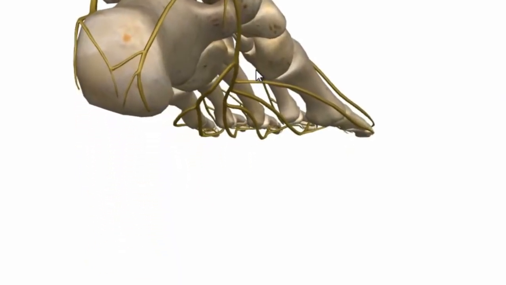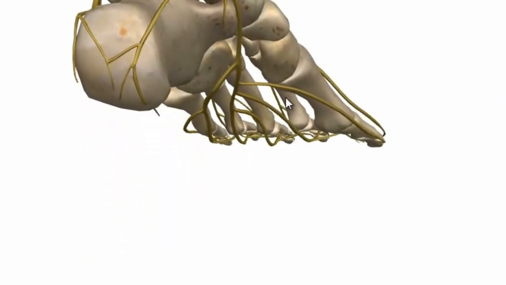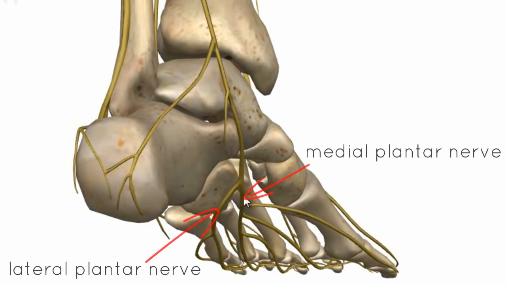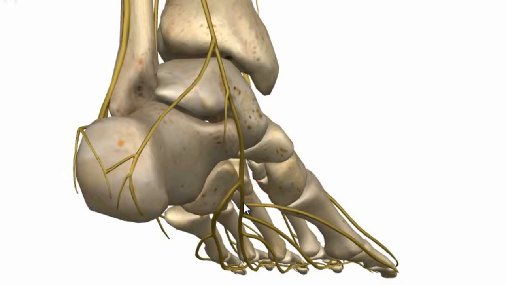So I'm just showing you the plantar surface of the foot. So you can see the tibial nerve running medially in the distal foot, and it enters the plantar surface of the foot and it splits into these 2 branches. So laterally you've got the lateral plantar nerve, and medially you've got the medial plantar nerve. So these 2 branches of the tibial nerve are responsible for innervation of the majority of the intrinsic muscles of the foot.